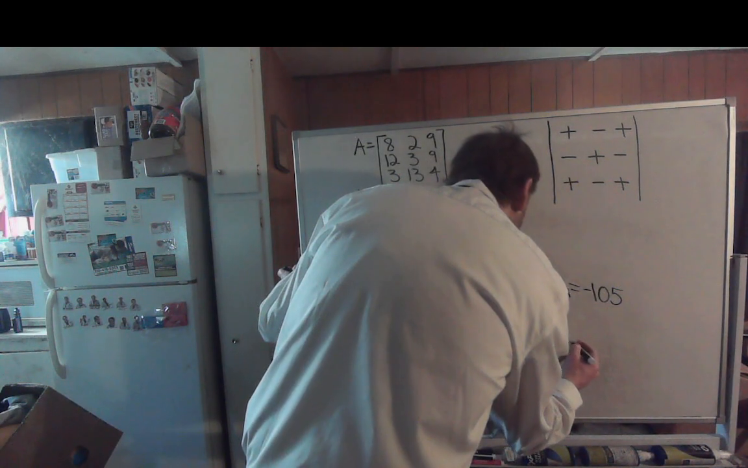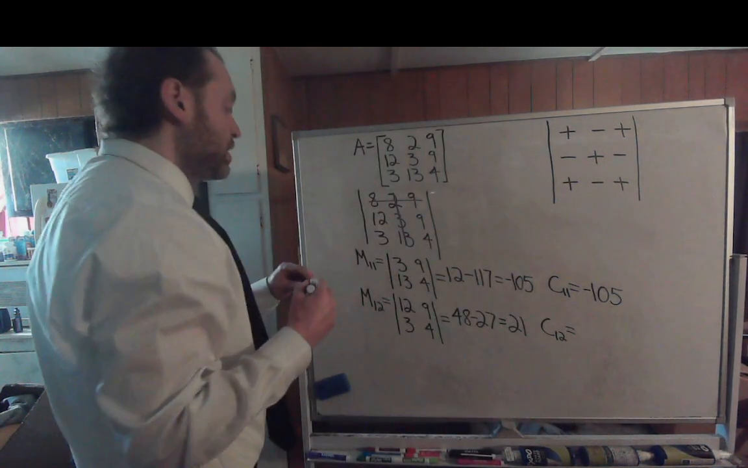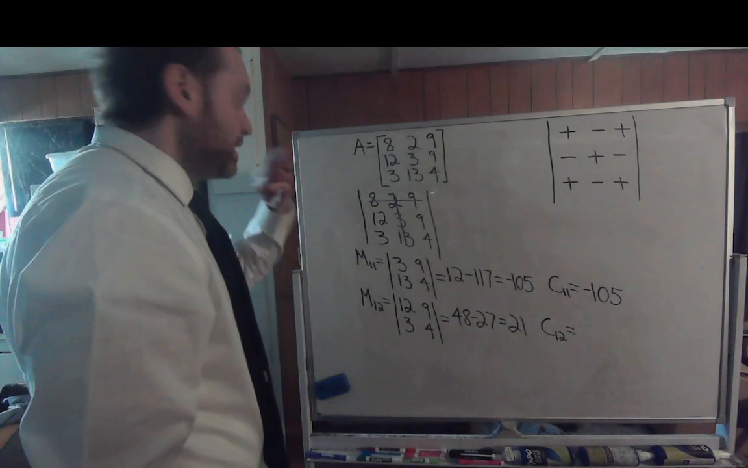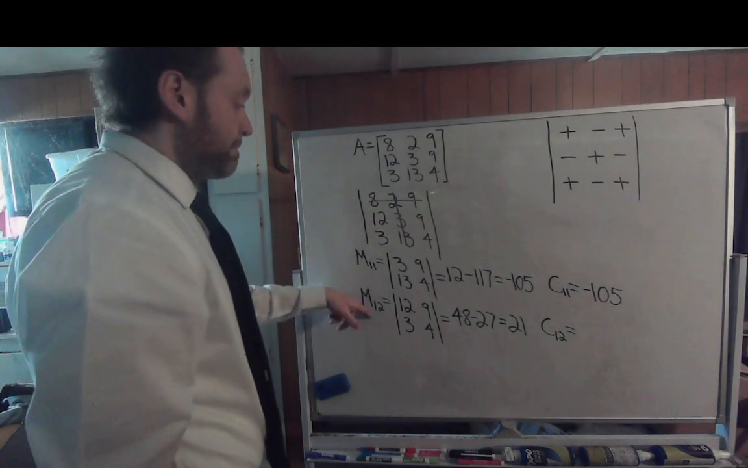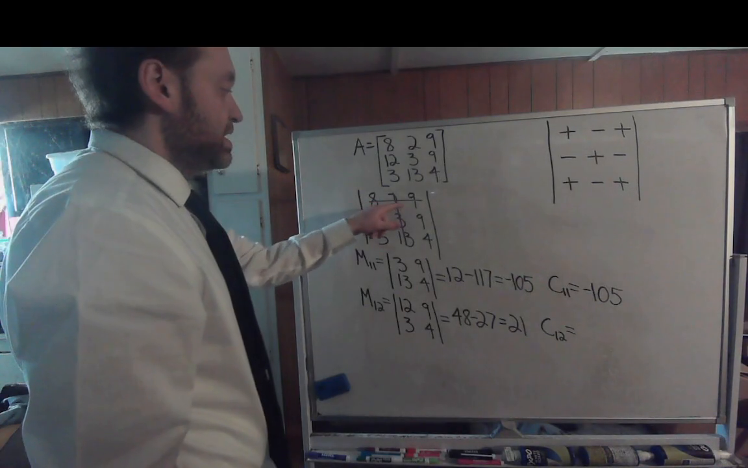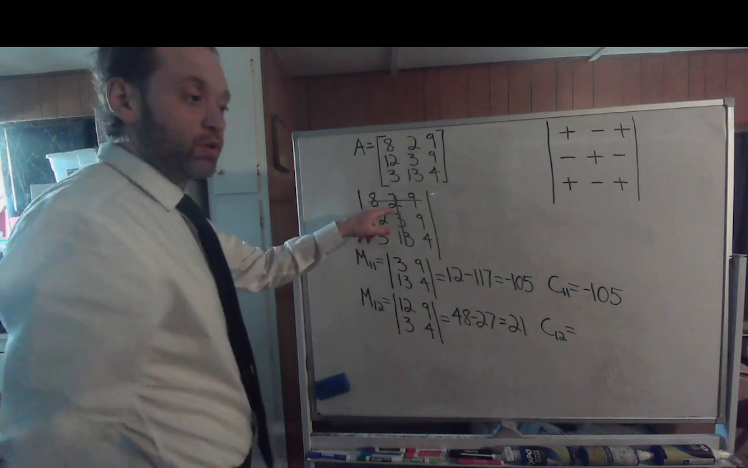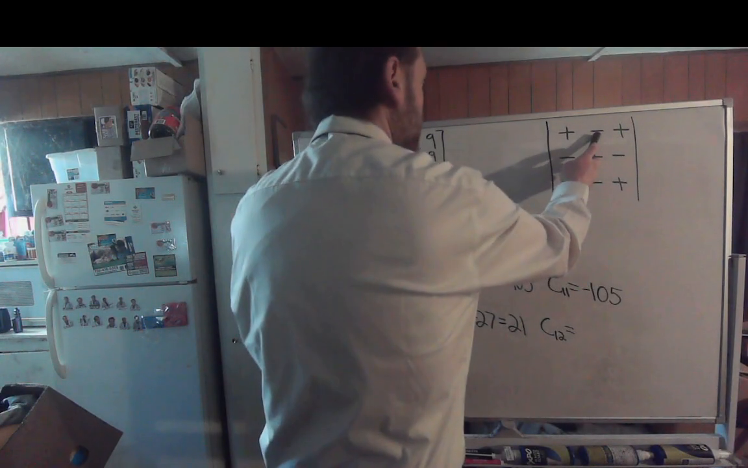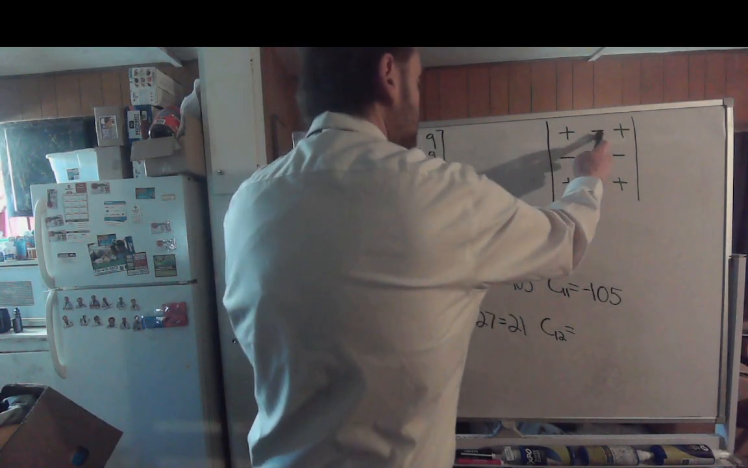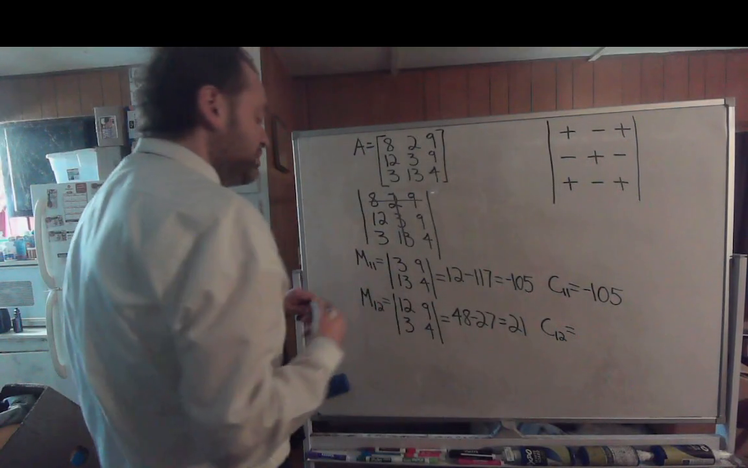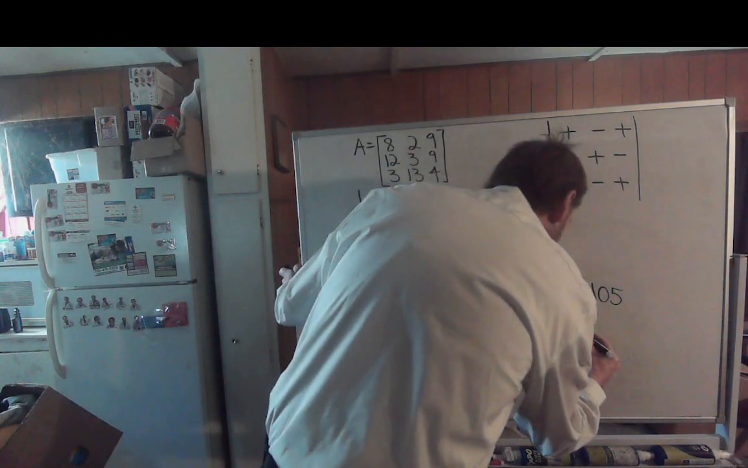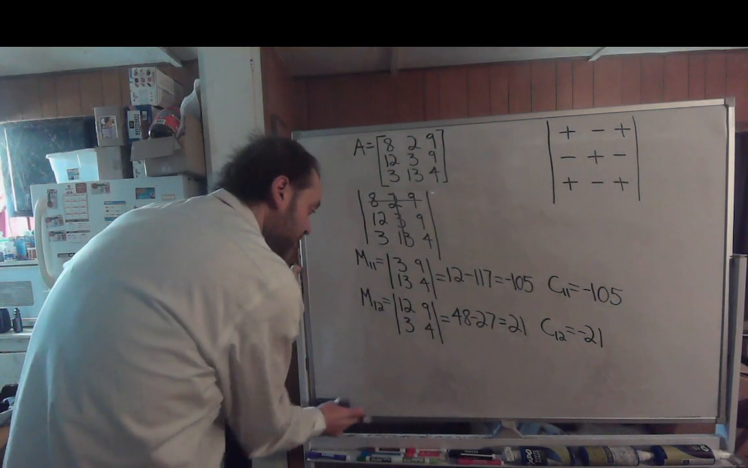Now to find cofactor 1, 2, take where that 2 is, where that second number is in the first row, and relate it to your coefficient matrix. So this tells me I need to take the negative of my minor. So negative of 21 is negative 21. So I have a cofactor of negative 21.